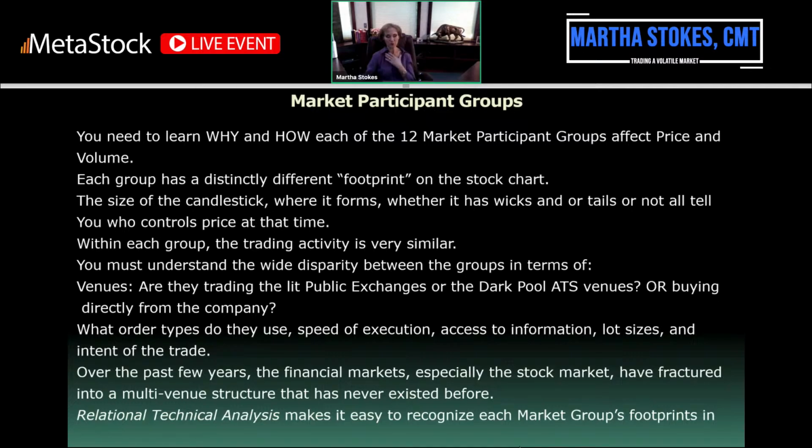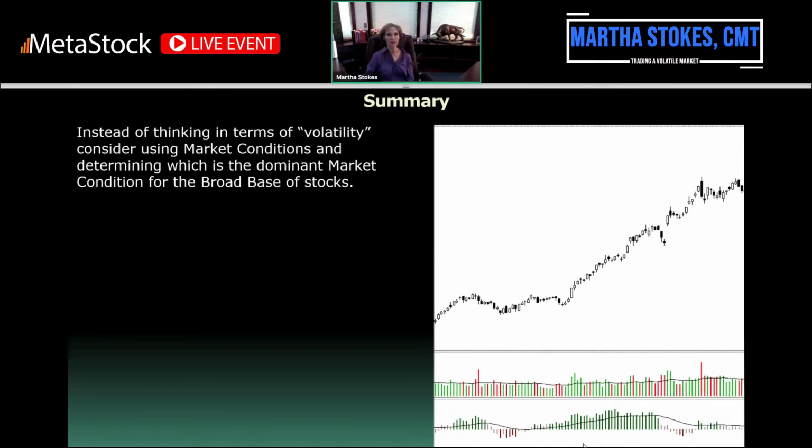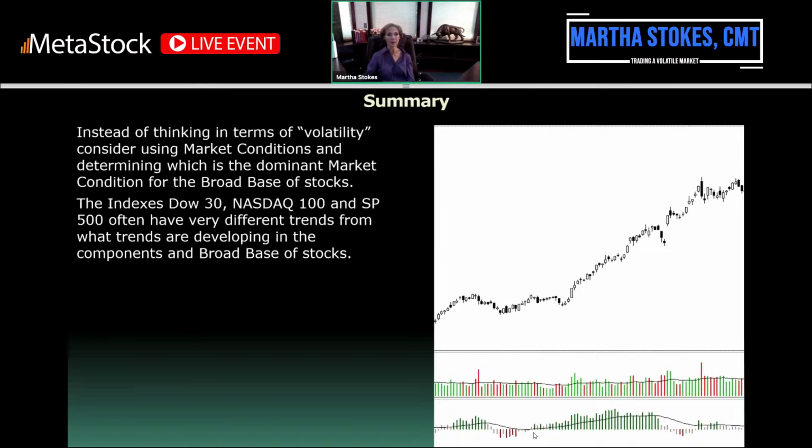Relational Technical Analysis, which I teach, makes it easy to recognize each of the market participant groups' footprints in the chart. I teach this in my courses. Instead of thinking in terms of volatility, consider using market condition and determining which is the dominant market condition for the broad base of stocks. The indexes Dow 30, NASDAQ 100, and S&P 500 often have very different trends from what is developing in the components themselves and the broad base of stocks.